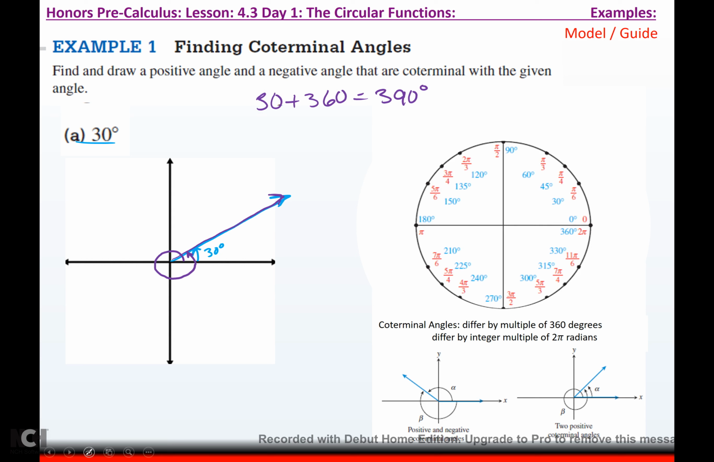There's my positive coterminal. To get my negative coterminal, I take my original and I subtract 360, which gives me negative 330 degrees. So if I graph that, starting here, I would come around and this would be negative 330 degrees. Okay, there's your coterminal angles. Notice the angle looks exactly the same. It's just the distance you travel to get there is what's different. But they have the same terminal side.